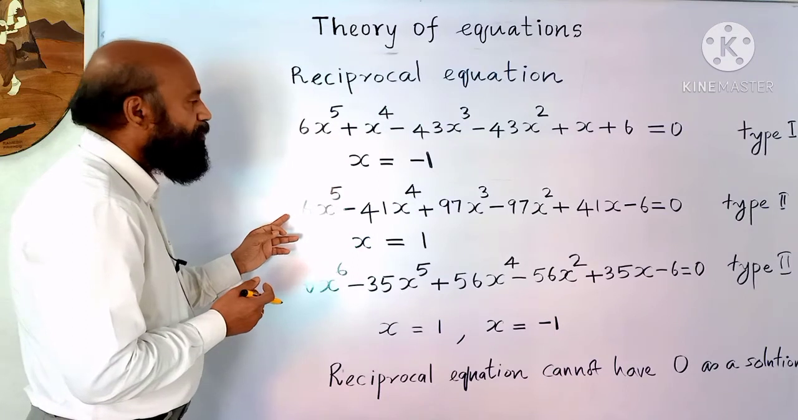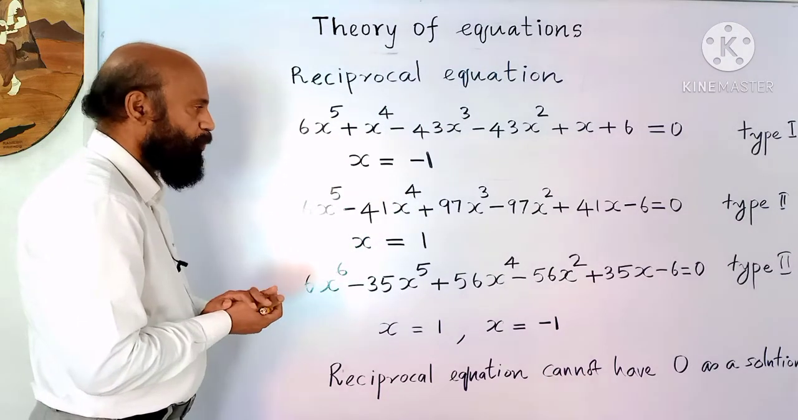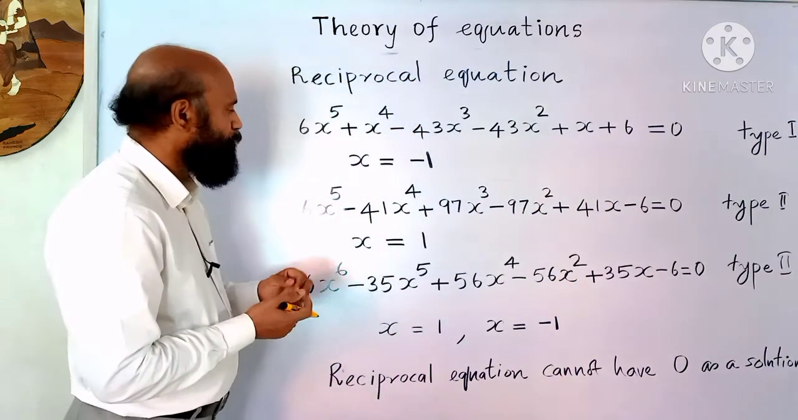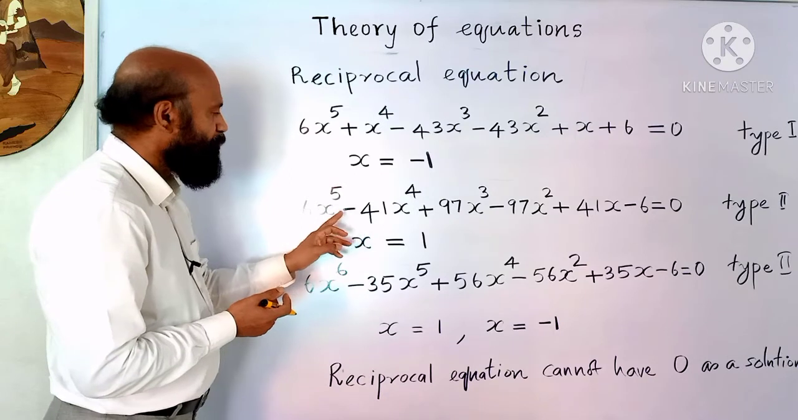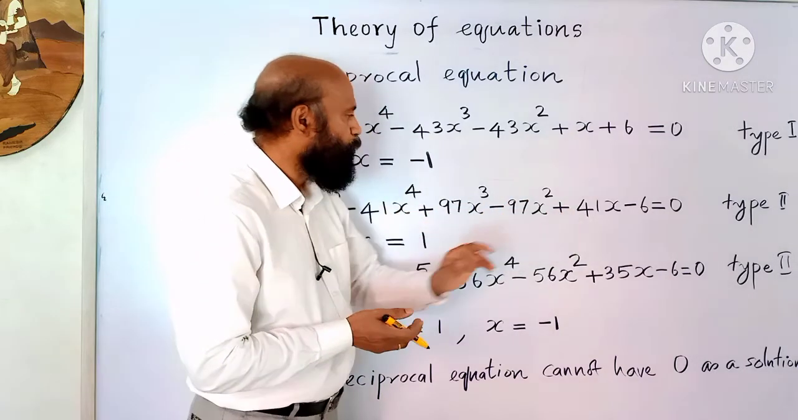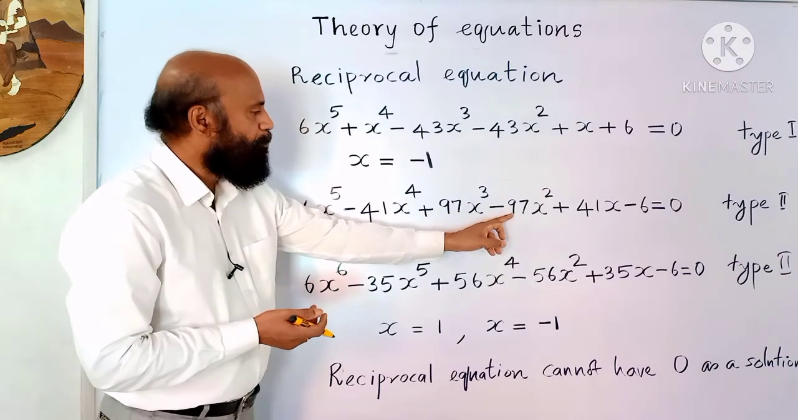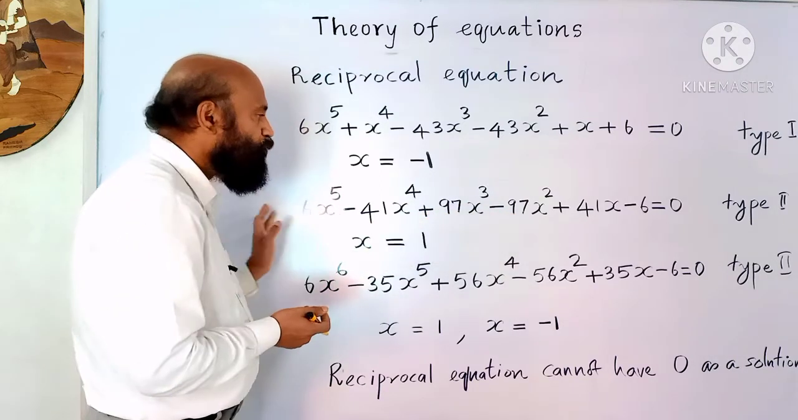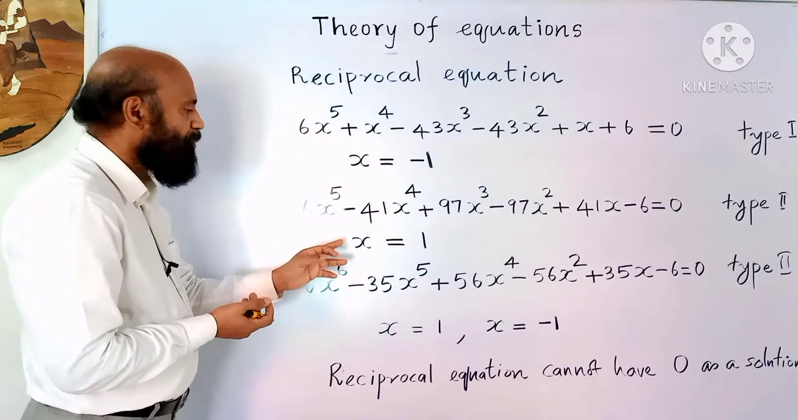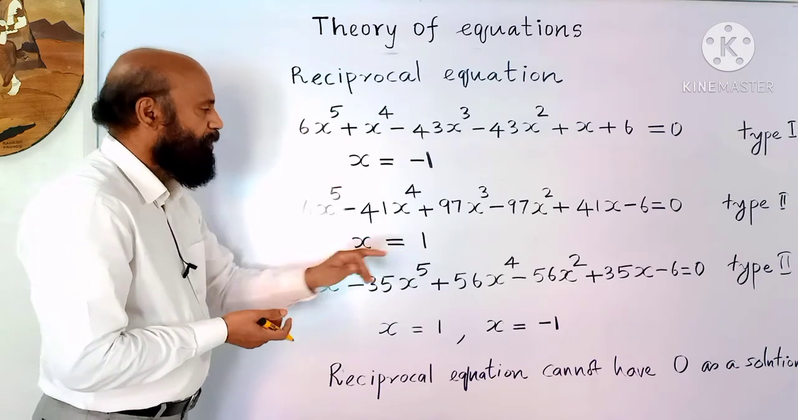This is an odd degree type 2 equation. Here the sum of the coefficients will be 0. See, plus 6 minus 6, so 0, they cancel each other. Then minus 41 plus 41, plus 97 minus 97. So when you add the coefficients, it will be 0. So x is equal to 1 is a root.